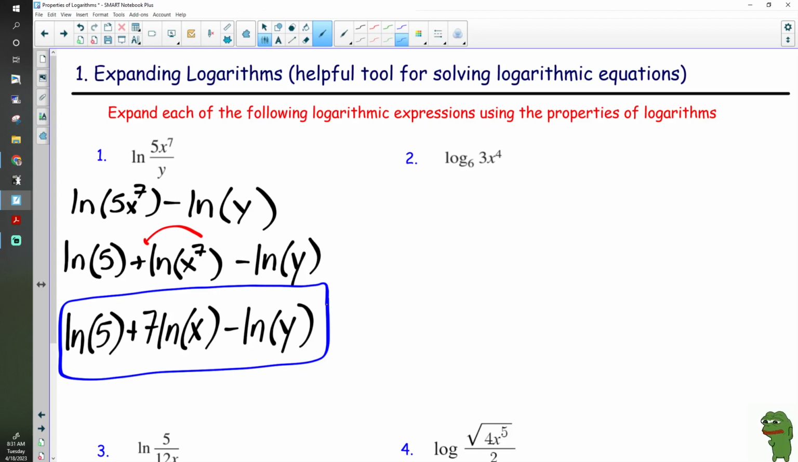You know you are done expanding when, look at the inside of these ln's. How many things are inside of them? Just one. There's no other property. Nothing being divided, no more exponents, nothing being multiplied. That is fully expanded, done.